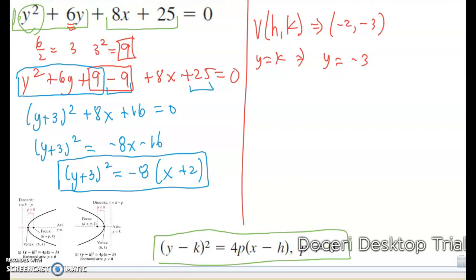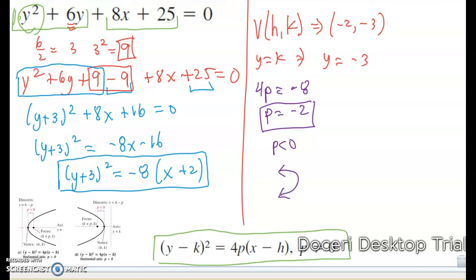The last thing we need to do is find the p-value, which is going to give us how far away the focus and the directrix are from the vertex. So we have 4p equal to -8. We divide by 4, and we get p equals -2. Because p is negative, we know that it's going to open to the left. It's going to open this way.